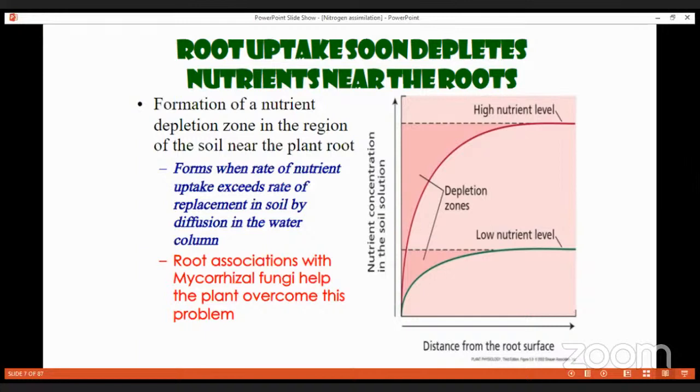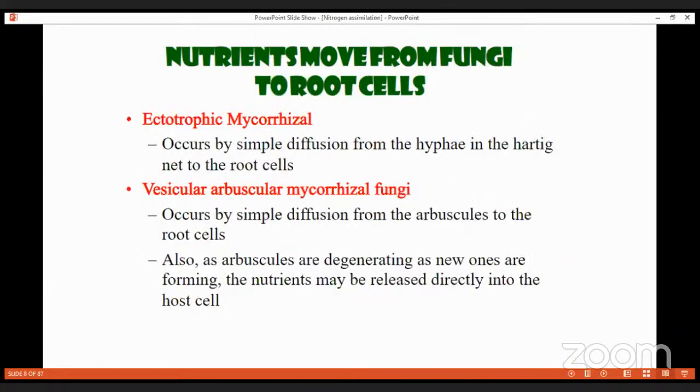Okay, so for the root, there will be a formation of a nutrient depletion zone in the region of the soil near the plant root. That will create a gradient which can exceed the rate of uptake of nitrogen, and the plant can win the race for nitrogen in this soil. Okay. So these are the basic processes by which the plant is trying to get more nitrogen from the soil.